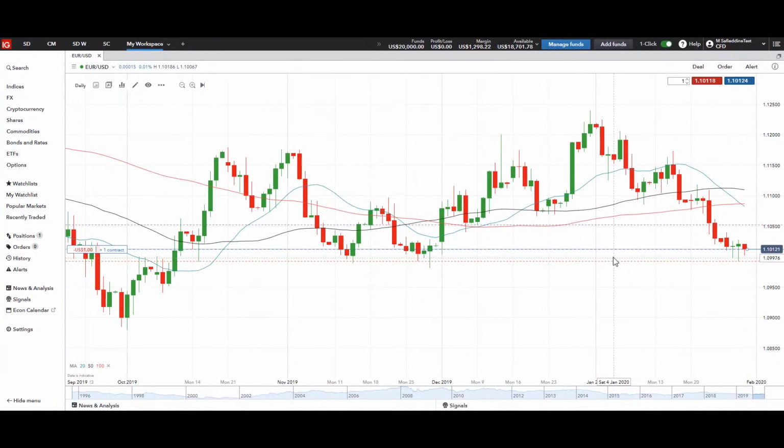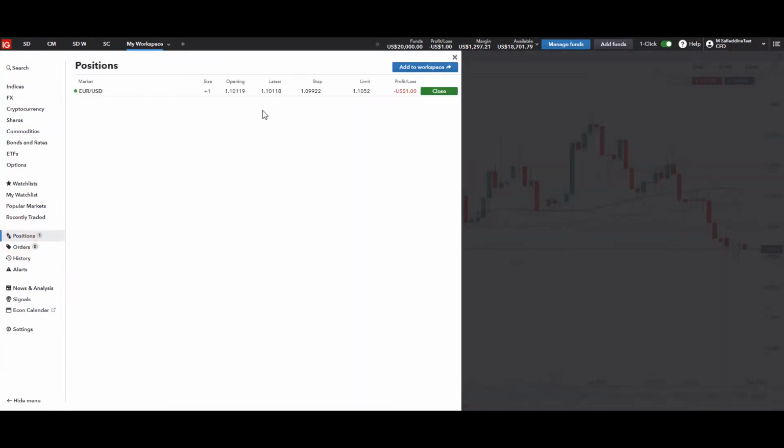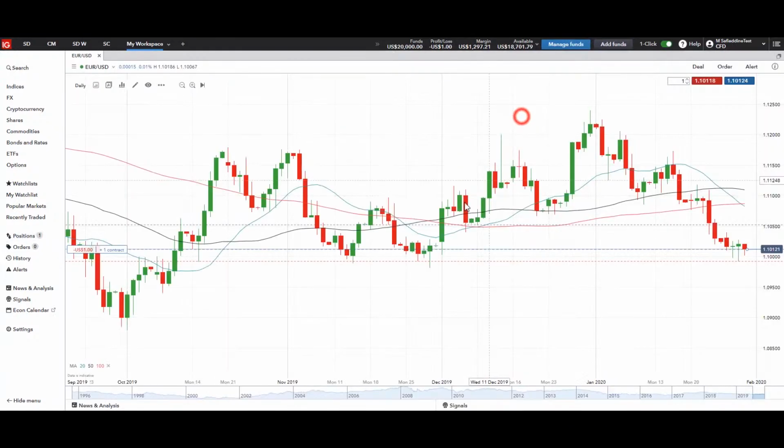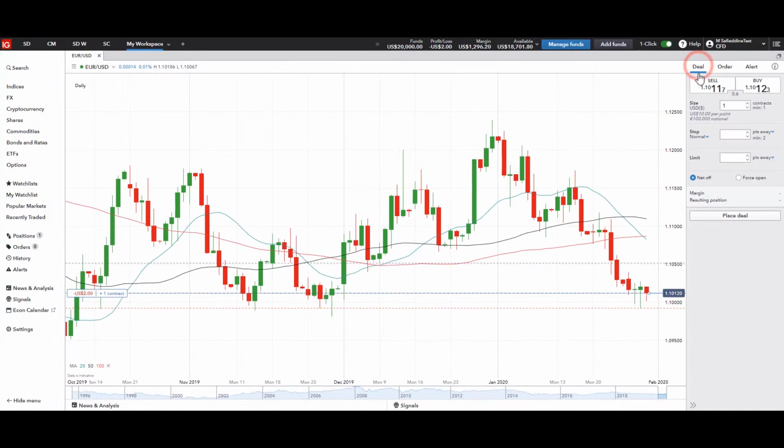So another place where you can see your positions: in case you're looking at other charts and you don't know exactly what positions you have available, you can open positions. And again, you can change your stop and limit from here. But of course, it's much easier on the chart because the risk reward is there. It's just so much more convenient to do it on the chart.